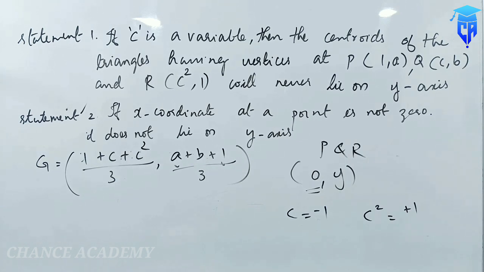So we know that statement 2 is also true, but it is about the x coordinate of a point not being 0, so it does not lie on the y-axis. Both are connected with the same axis, and we can say that the answer will be option A, since statement 1 and statement 2 both are true, and statement 2 is the correct explanation of statement 1.